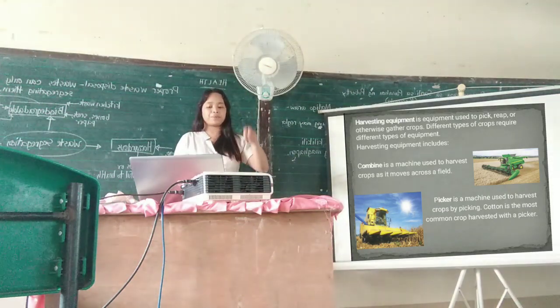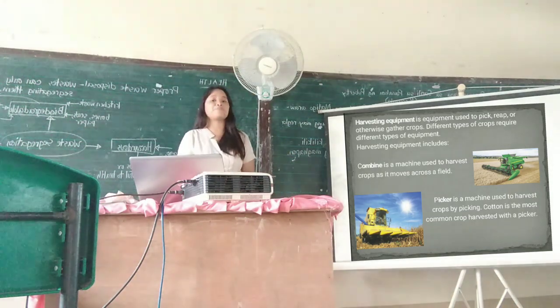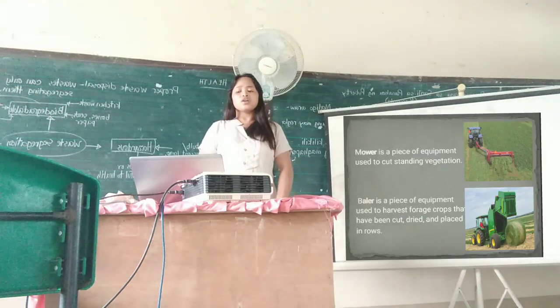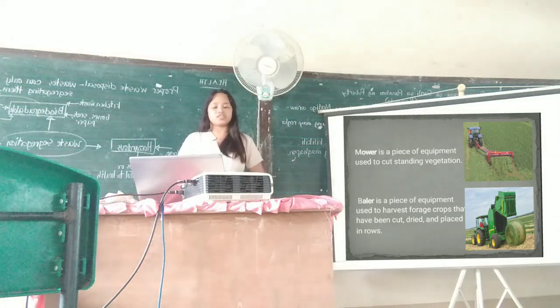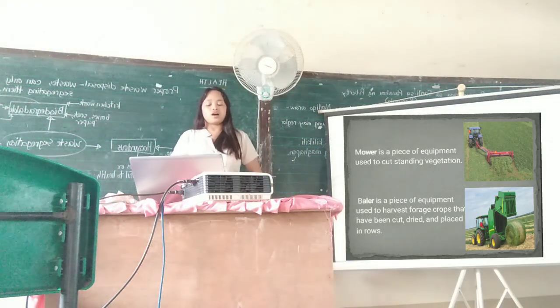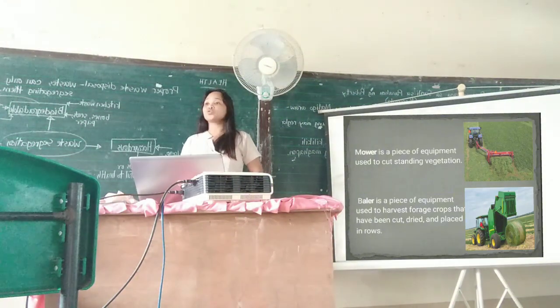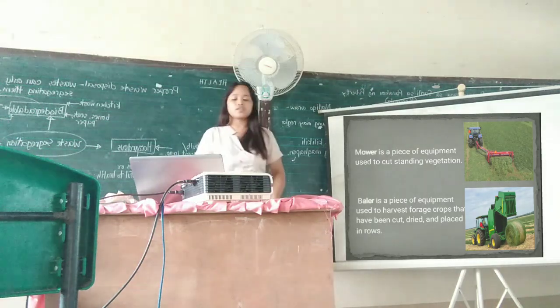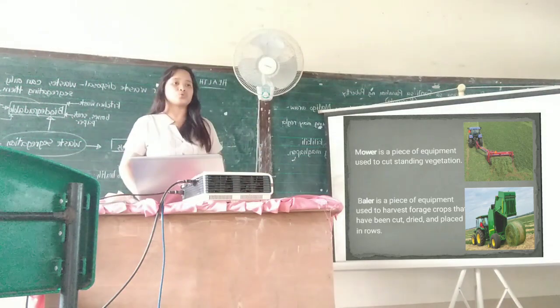Then picker is a machine used to harvest crops by picking. So with the word picker, picking. Cotton is the most common crop harvested by picker. So mower is a piece of equipment used to cut standing vegetation. Then lastly is the baler. It is a piece of equipment used to harvest forage crops that have been cut, dried, and placed in rows.